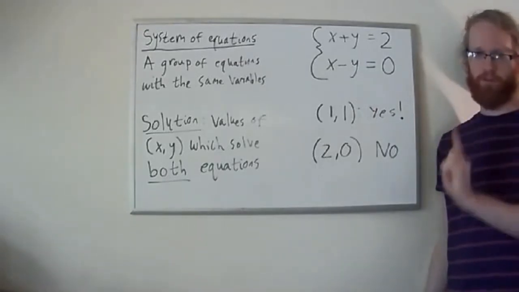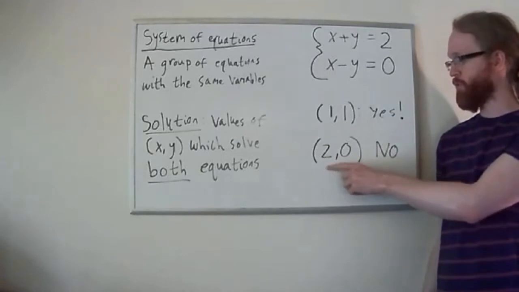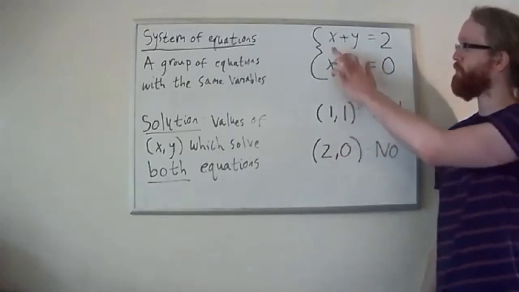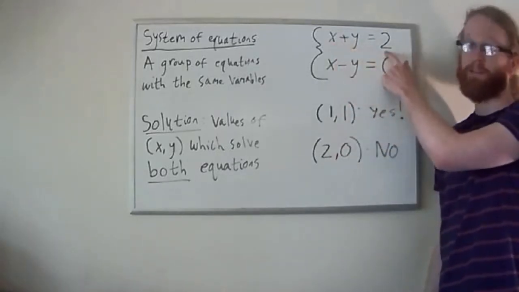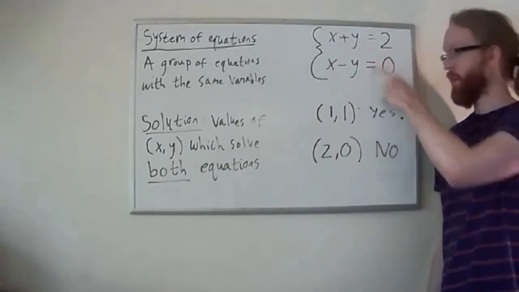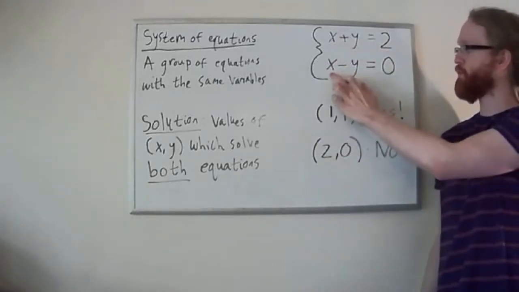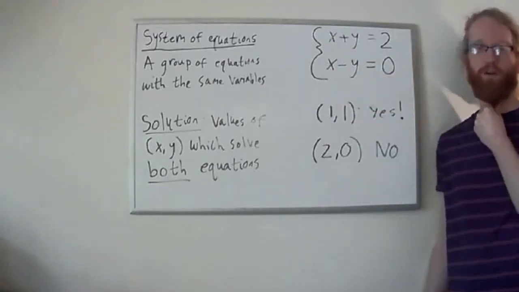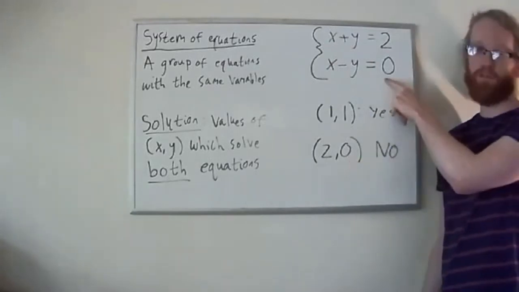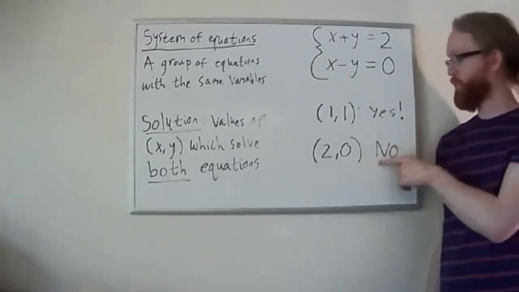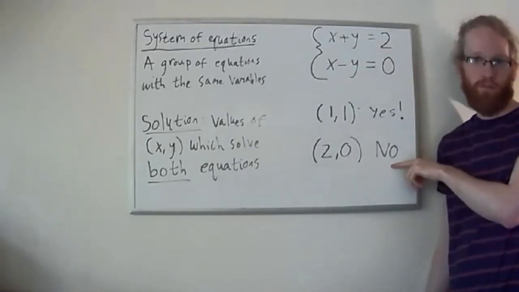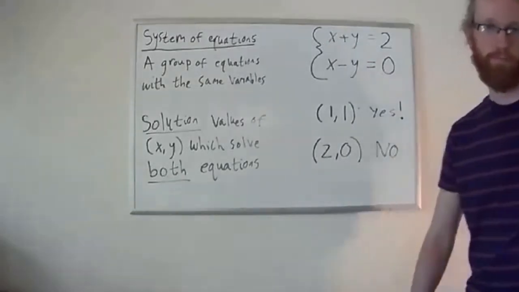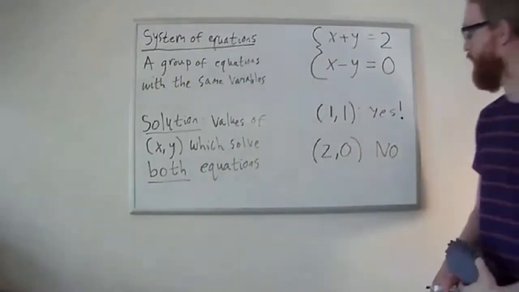An example of something that's not a solution would be 2 comma 0. So 2 is for x, and 0 is for y. Well, if I go up to the top equation, I get 2 plus 0 equals 2. That's true, so it solves the first equation. But if I plug in 2, 0 for the second equation, I get 2 minus 0 equals 0. But 2 minus 0 is 2, so this is false. This does not solve the second equation. And since it only solved one of the two equations, this cannot be a solution of the system. So again, a solution of the system must solve both equations.